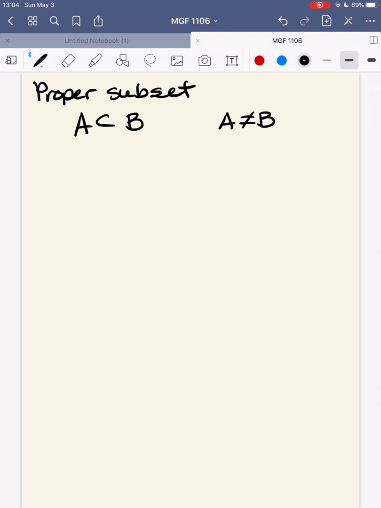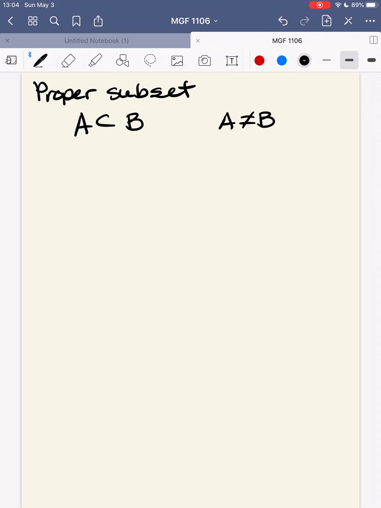Okay, now that we have talked about subsets, I want to talk about something that's a proper subset. If A is a proper subset of B, it just has this, there's no equal underneath of it. So if set A is a subset of set B and they're not equal. Let me re-say that because it sounded really weird.